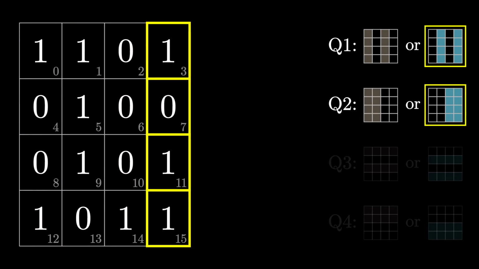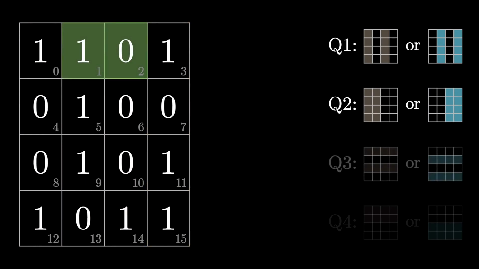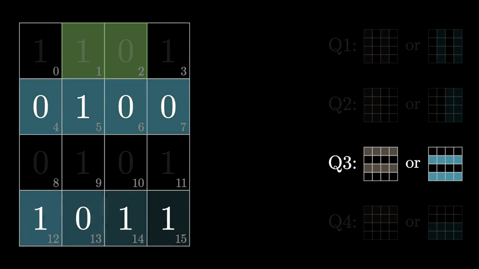From here, you can probably guess what follows. We do basically the same thing, but for the rows. There's going to be a parity check on the odd rows, using position 4 as a parity bit.